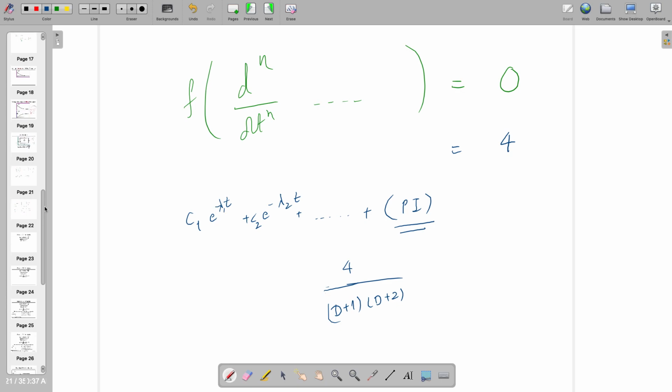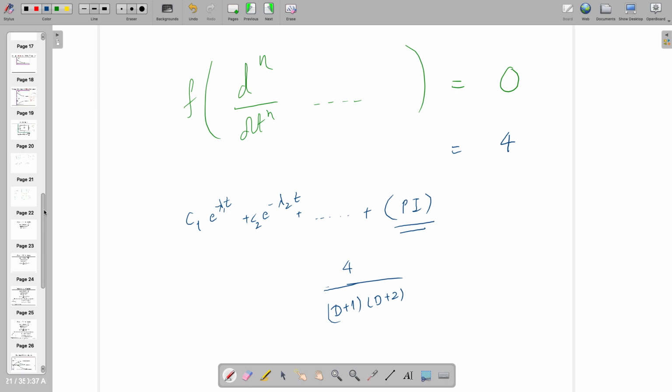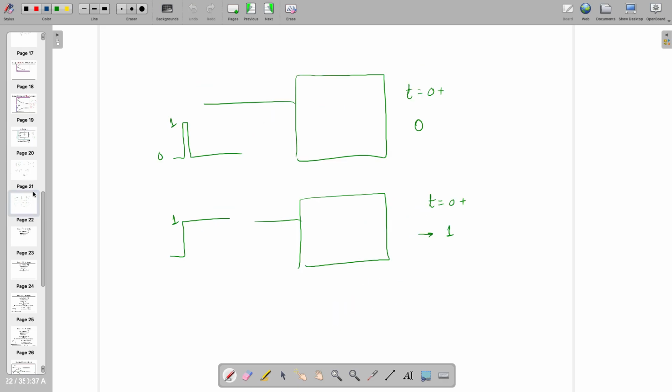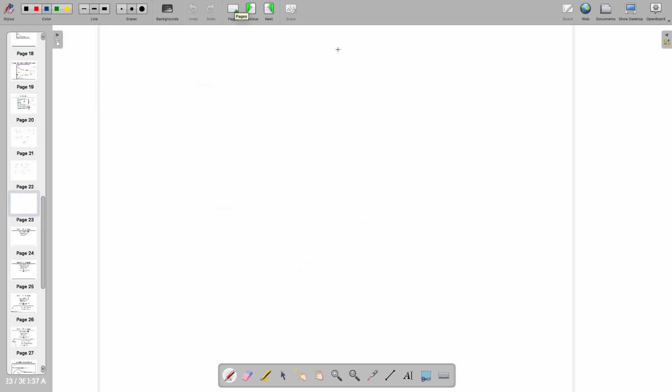Maybe I will tell you my technique, what circuit designers generally do. What we generally do, you need to find the particular integral for the forcing function which looks like alpha times e raised to beta t. For our case it's 4 times e raised to 0t.